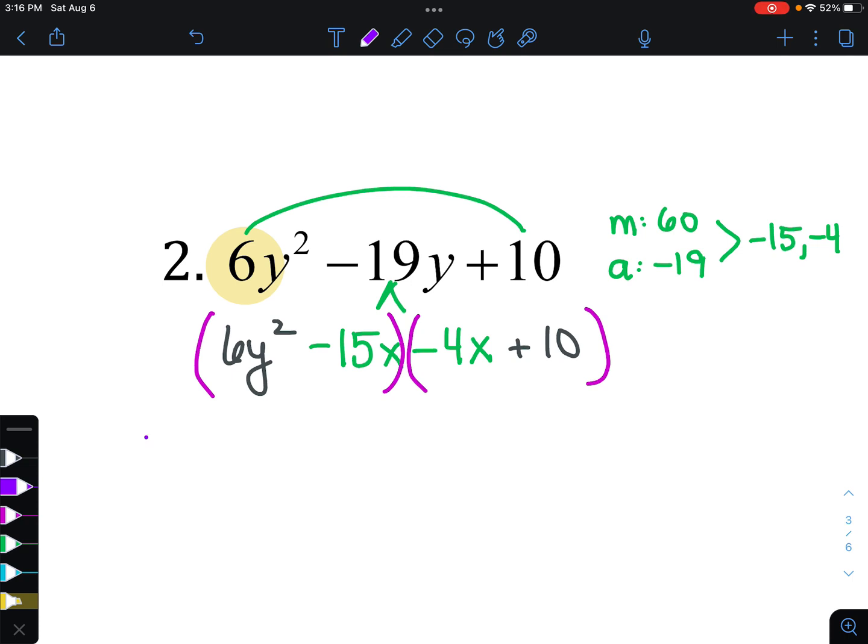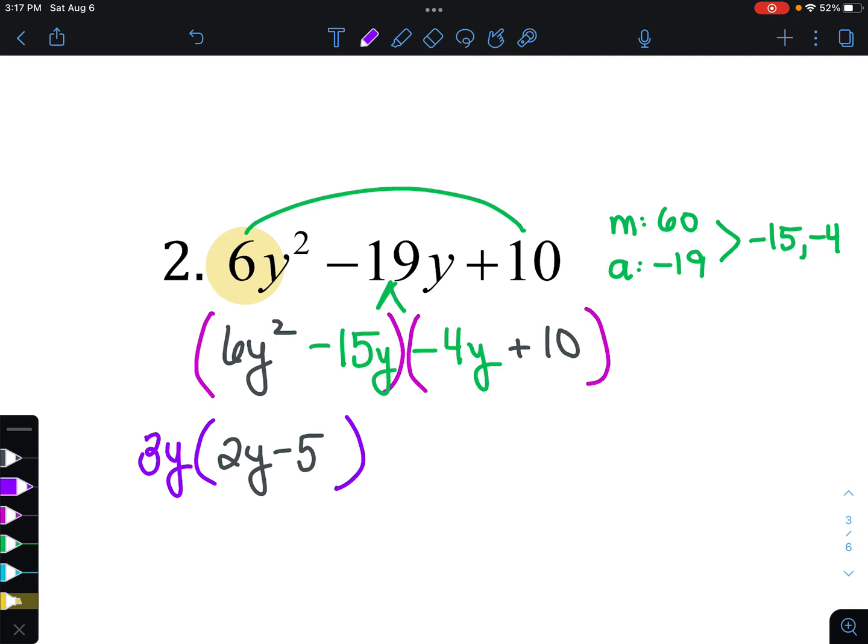So let's see, this is, oh, sorry, I shouldn't have used x. The variable here is y, right? So I'm definitely going to make this negative 15y, negative 4y. Sorry, that was just habit. Okay, so now I look to take out my GCF, which is going to be 3y. So I'm left with 2y minus 5.